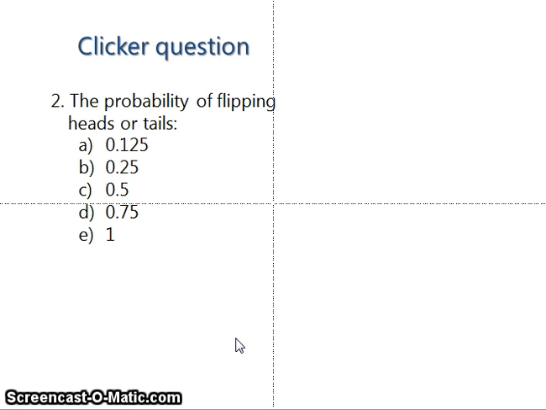Okay, here's another one. The probability of flipping a heads or a tails. The answer to this one is going to be E, or 1, because you are adding. The probability of flipping a heads is 0.5, plus the probability of flipping a tails is also 0.5, and this comes to 1. When you think about it conceptually, if you flip a coin, you will get either heads or tails.